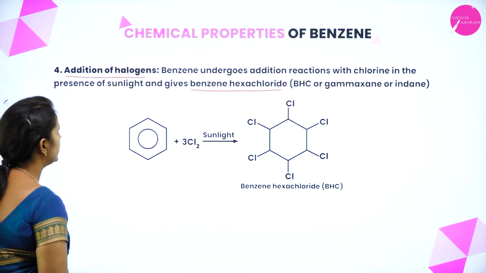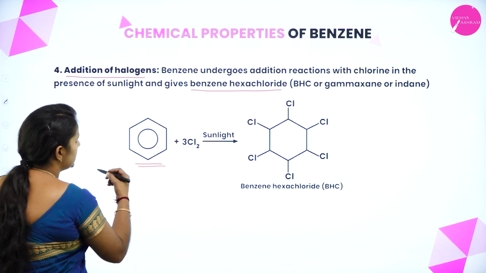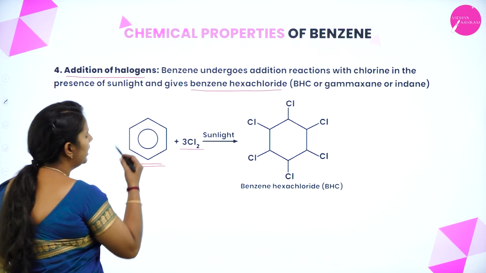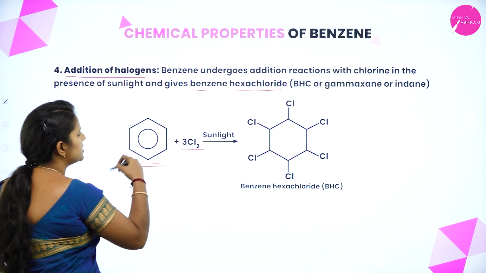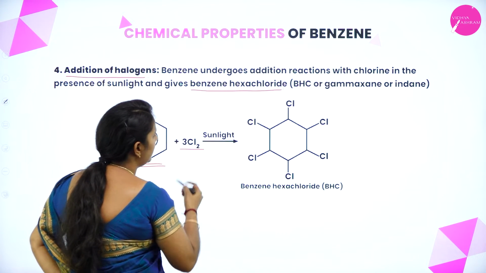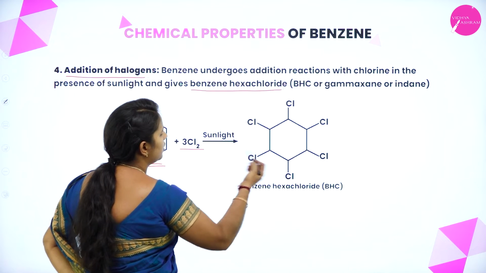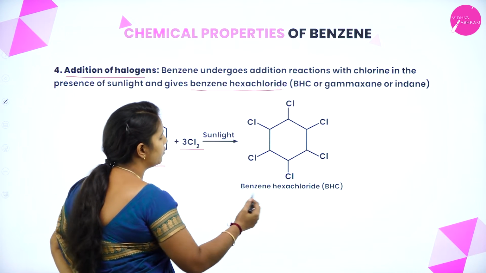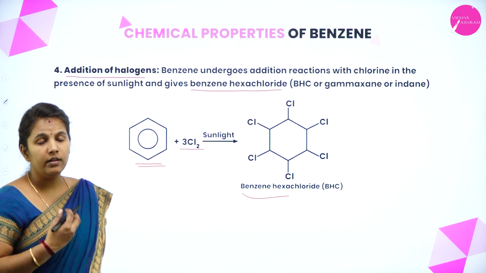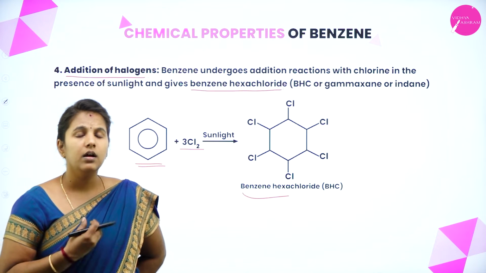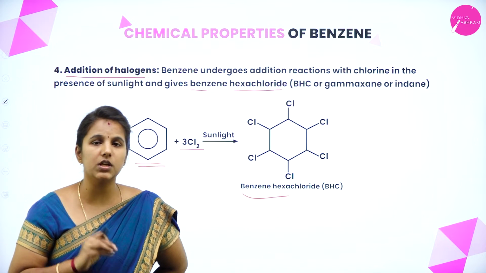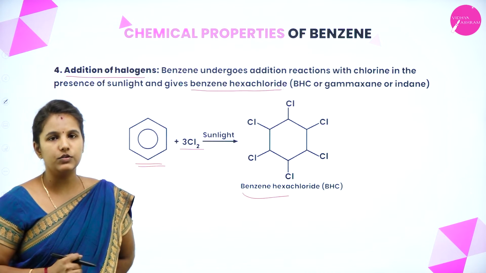Let's see the reaction now. Here I have considered benzene, which is allowed to react with chlorine in the presence of sunlight. All three Cl-Cl molecules will be added, so the six chlorine atoms will be added and form what? Benzene hexachloride. This is how benzene undergoes addition reaction by adding hydrogen or by adding halogen.